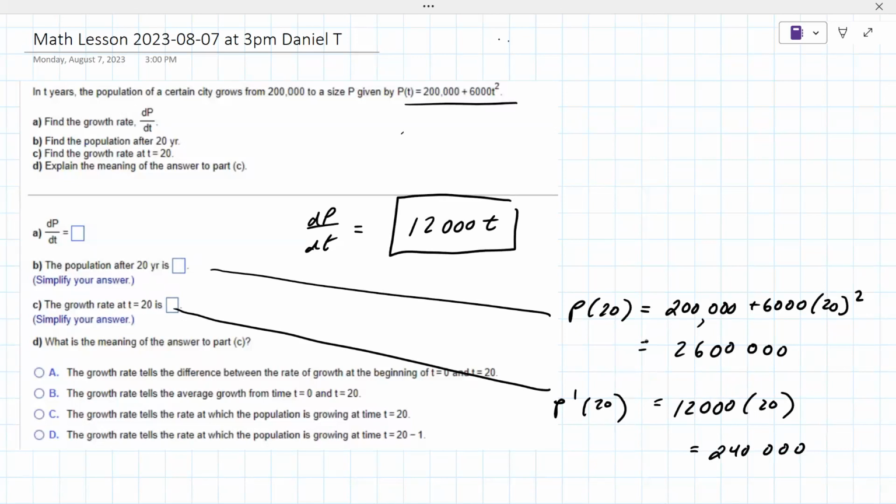Okay. What is the meaning of the answer? Part C. It tells you the rate. So the derivative, if you haven't figured that out yet, the derivative means rate. That should be very clear. It tells you the rate at a particular time, which happens to be 20.